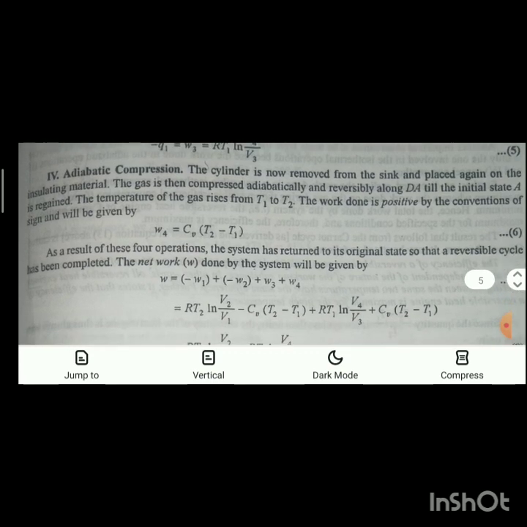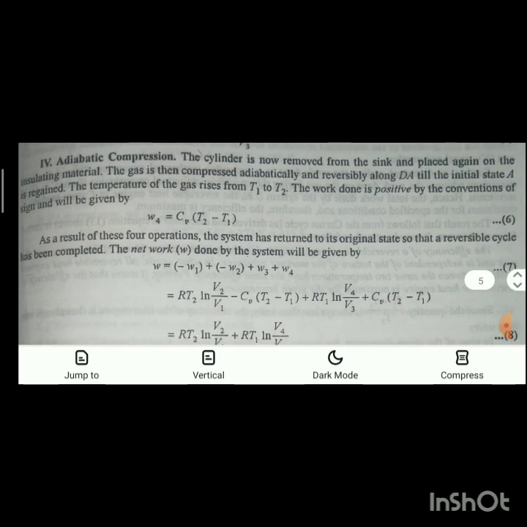Number 4 is adiabatic compression. The cylinder is now removed from the sink and placed again on the insulating material. The gas is then compressed adiabatically and reversibly along DA till the initial state A is regained. The temperature of the gas rises from T1 to T2. The work done is positive by convention of sign and will be given by W4 equals CV (T2 minus T1).